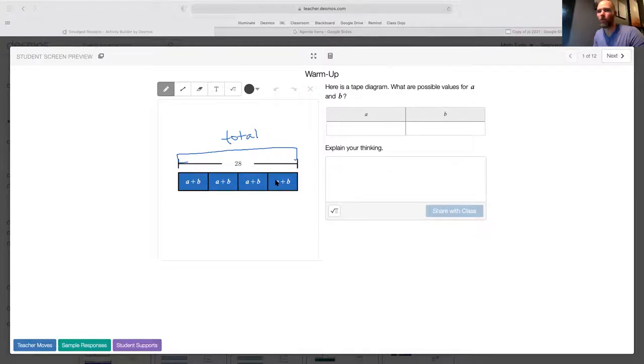One, two, three, four. And so if the total is 28, I want to be able to split that into four equal parts. And that's going to equal each one of these sections on the tape diagram. So if this section was seven, and this section was seven, and this section was seven, and this section was seven, and I added those pieces up, that would equal 28. So each one of these sections here is seven.